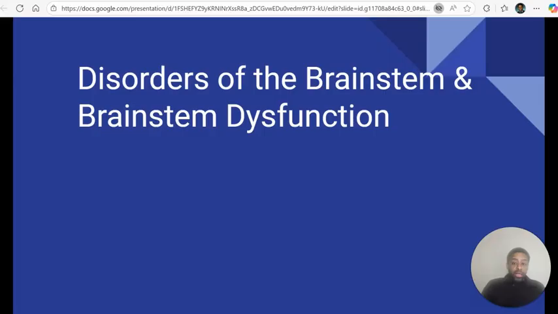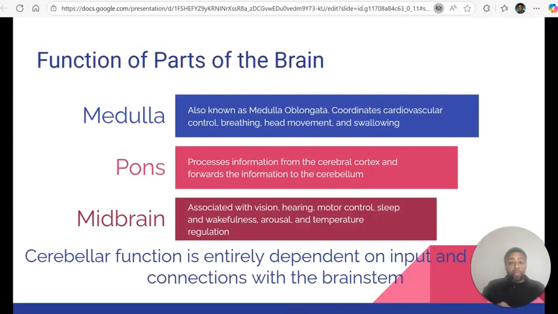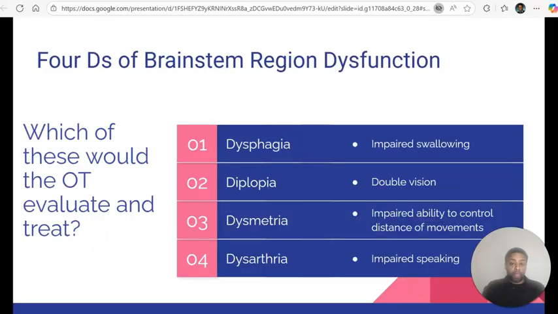Now, we're going to take a look at the disorders of the brainstem and brainstem dysfunction. So the brainstem is a liaison between the brain and the rest of the body, of course, and it controls basic and involuntary body function. The medulla oblongata coordinates cardiovascular control, breathing, head movement, and swallowing. The pons processes information from the cerebral cortex and forwards that information to the cerebellum. The midbrain is associated with vision, hearing, motor control, sleep, and wakefulness, arousal, and temperature regulation.